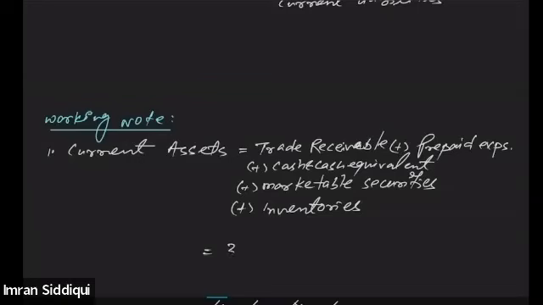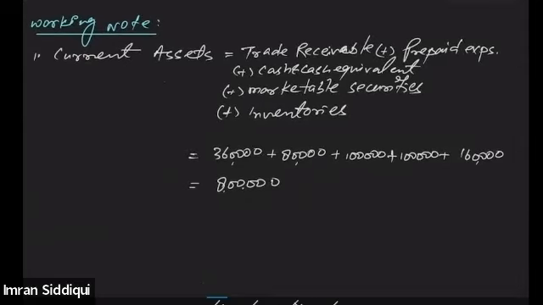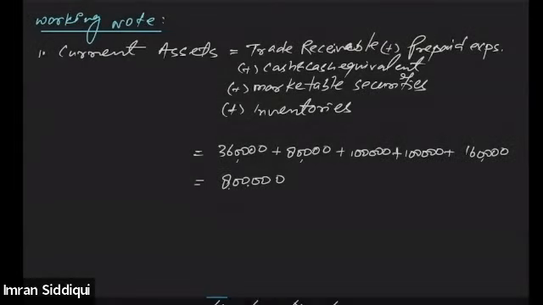Now taking the value of all these items. Trade receivable is given in the question as 360,000. Prepaid expenses is 80,000. Cash and cash equivalent 1 lakh. Marketable securities is also 1 lakh. And the last item is inventories, which is given as 1,60,000. We'll add all these items and we'll be getting 360 plus 80, 440, 540, 640, 8 lakhs. Understood? Everyone understood the calculation of current asset? Yes, sir. Have you written this down? Wait, sir. Please note this down quickly. We need to find out the value of the current liabilities as well.